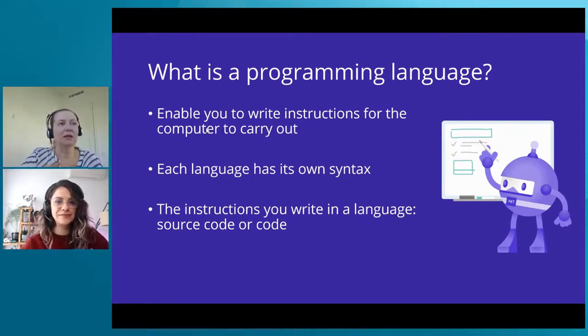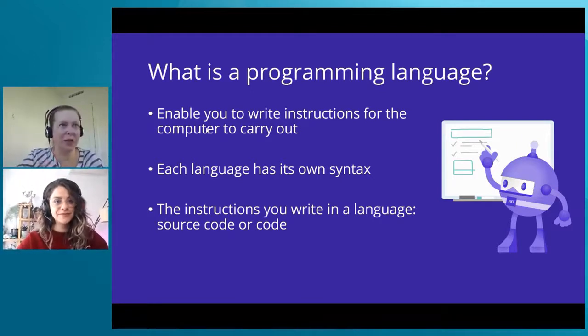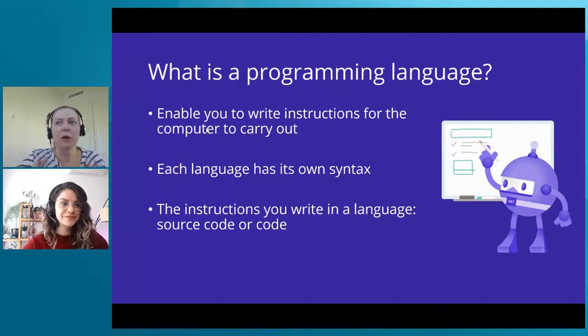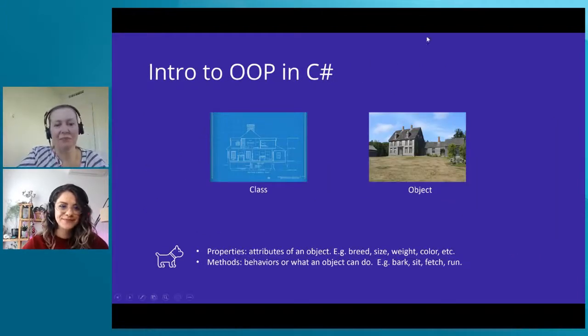But once you get the concepts of a programming language, you can switch from one language to the other as well. So a lot of things that we're going to cover in terms of data types and things like that will probably be applicable to other languages. But we're going to go over the C# syntax. And the instructions that you write in a language are called source code, or just code. You can say, oh, my code is not working, or something like that.